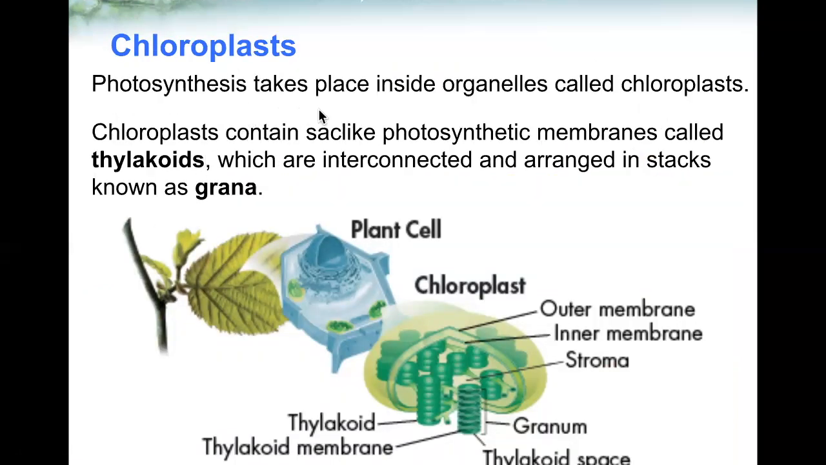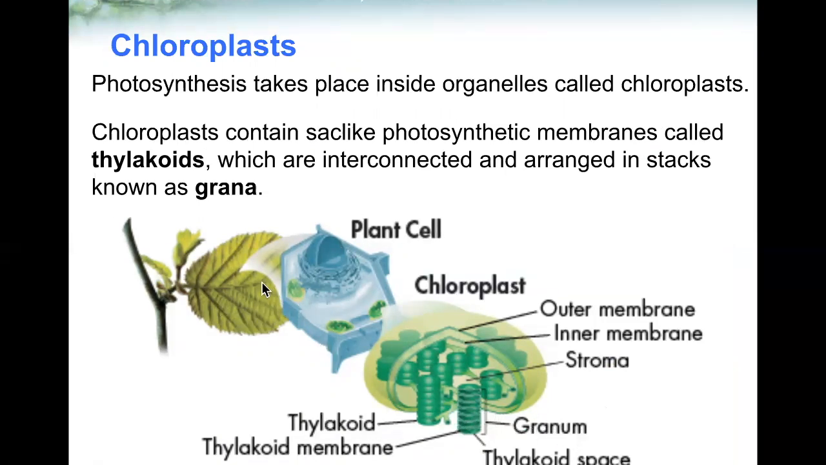Photosynthesis takes place inside organelles called chloroplasts. Chloroplasts contain sac-like photosynthetic membranes called thylakoids, which are interconnected and arranged in stacks known as grana. A single one of the grana is called a granum.